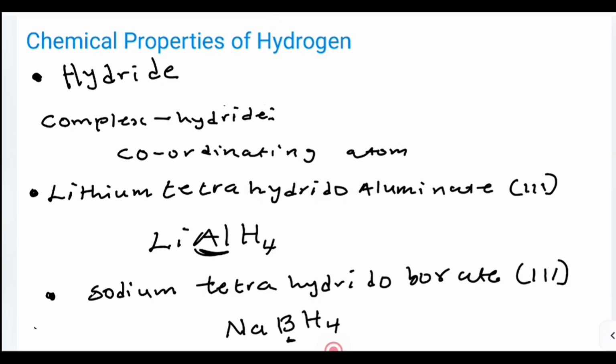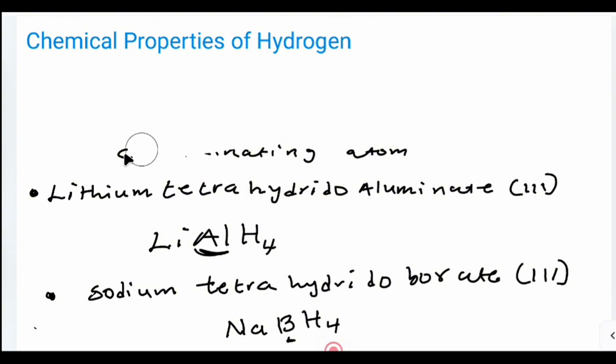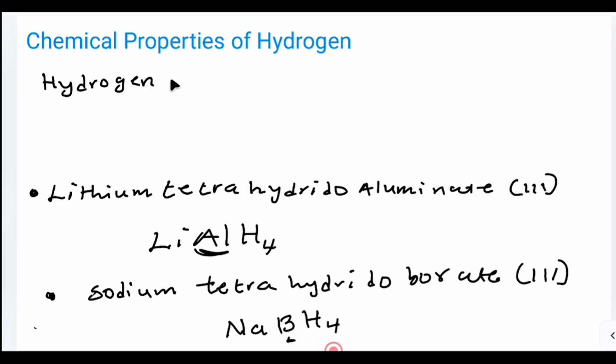Now, still under the chemical properties, the last thing I would like to mention is that hydrogen is a strong reducing agent. Hydrogen is a strong reducing agent. And what this means is that hydrogen has the ability to remove oxygen from compounds.